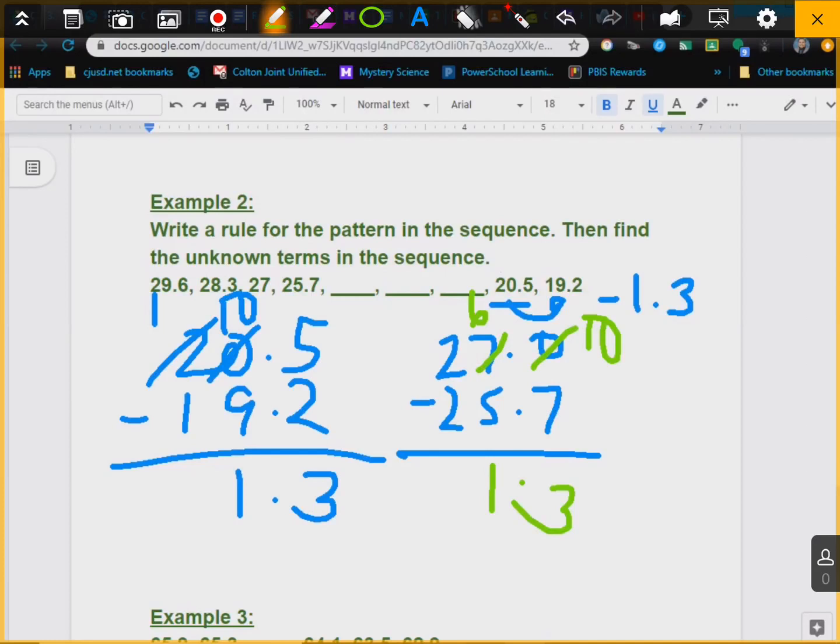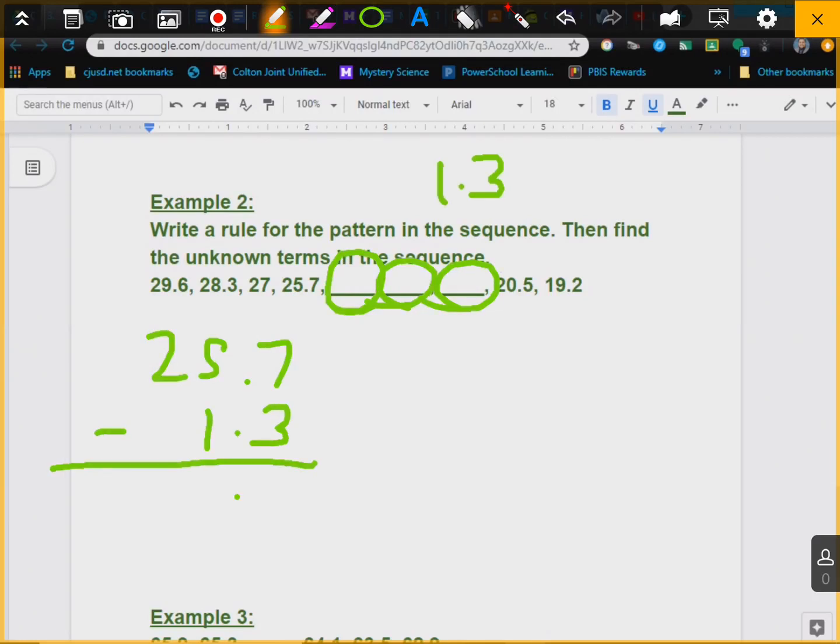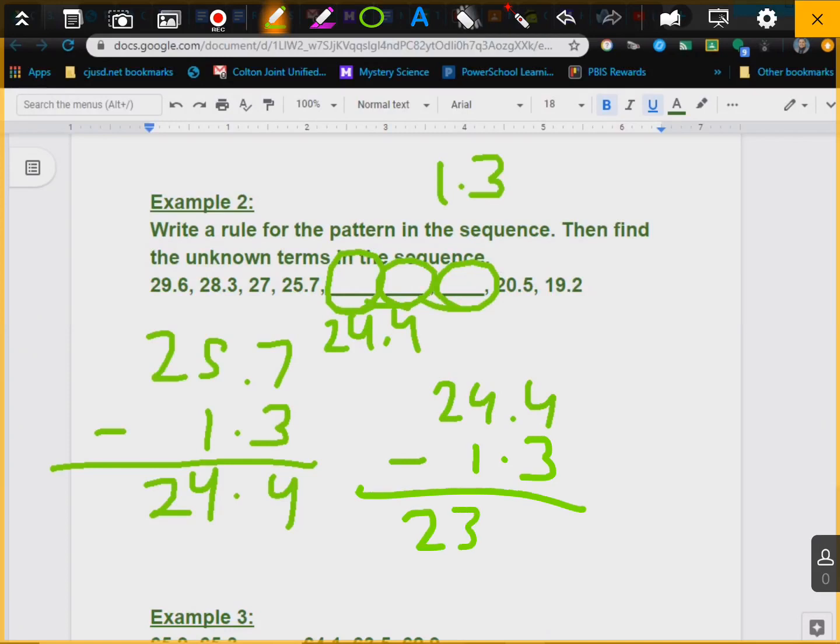So knowing that it's decreasing by 1.3, let's find these unknown terms. Let's take 25.7 and subtract 1.3. 7 minus 3 is 4. 5 minus 1 is 4. 2 minus 0 is 2. So this term right here is 24.4. Then we take 24.4 and subtract 1.3. That gets us 23.1. That's going to be the second term.